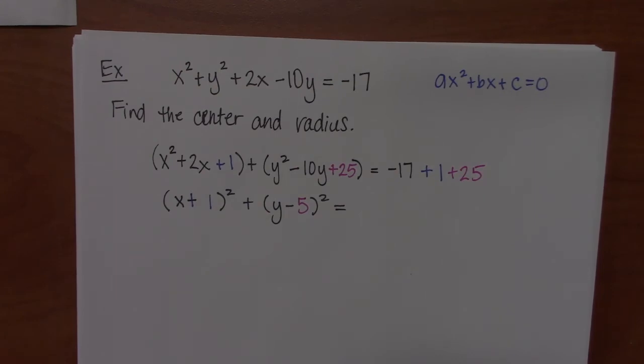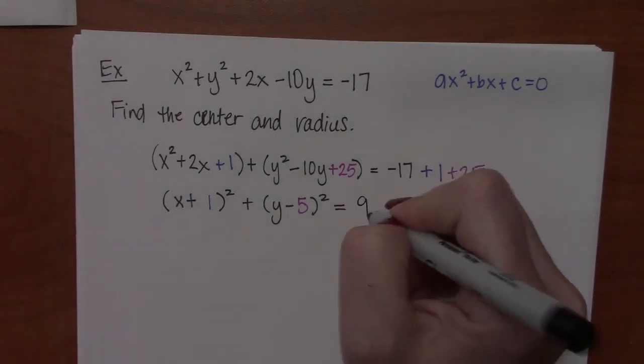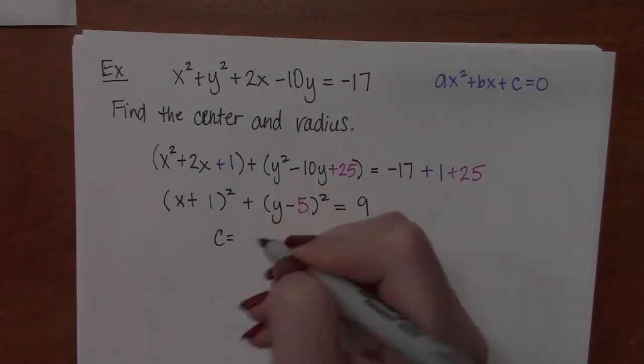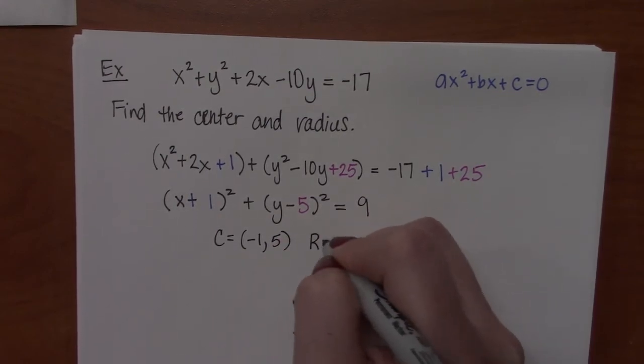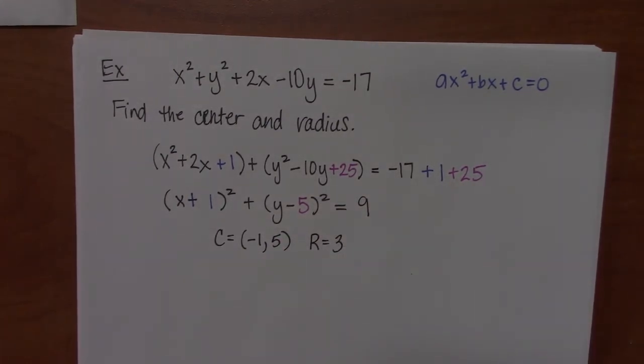So we actually can factor and complete the square at the exact same time, okay? Then, what do we need that top line for? Well, I have to make sure whatever I'm adding on the left, I'm adding on the right. So if we simplify the constants over on the right, we should get positive 9. And now we see that the center of this circle is negative 1, 5. And the radius is 3.